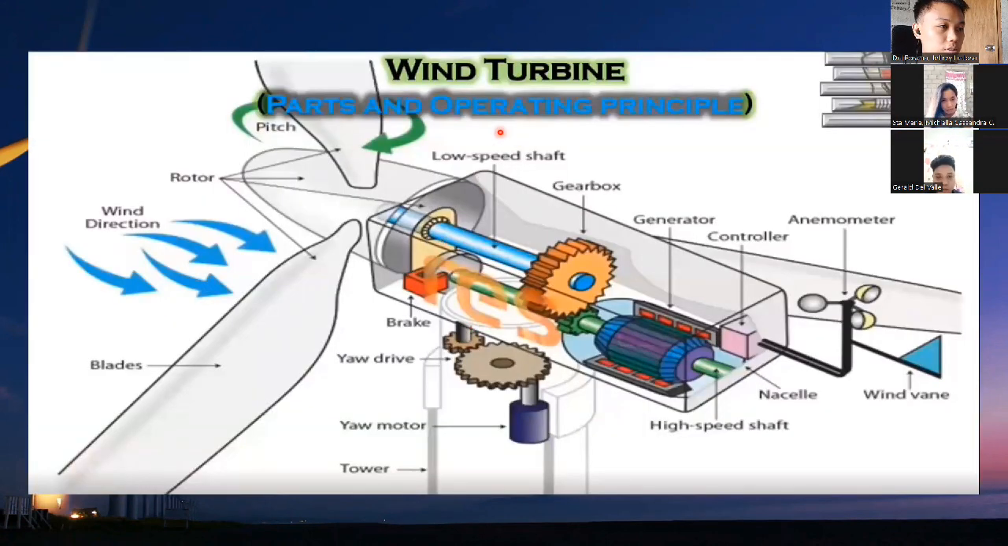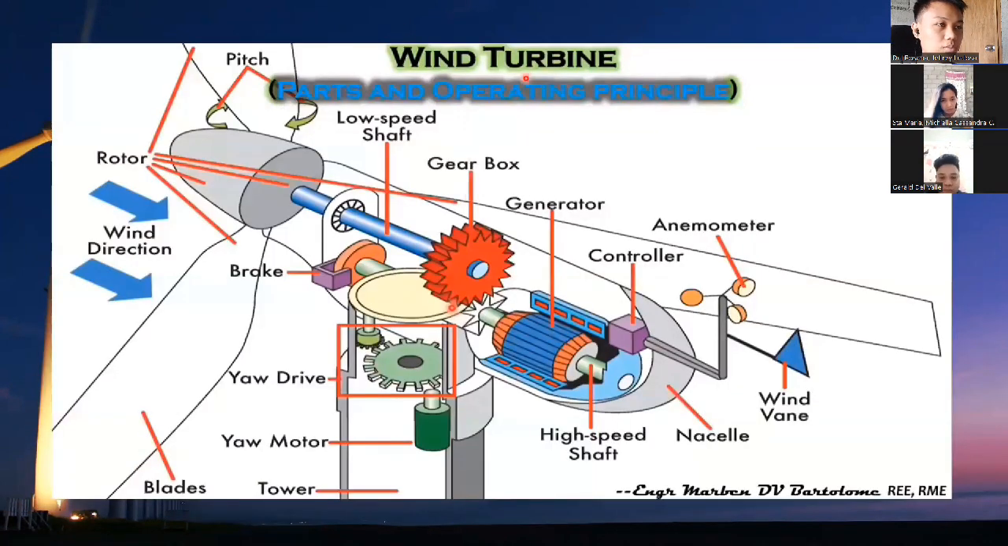And here are the parts of the wind turbine. So ito yung mas malinaw. So we have the rotor. Ito yung malaking hub na to. And then we have the blades. And then after nun yung low speed shaft. And then yung gearbox. Yan siya para kapag umikot. And then ito yung generator. Then after nun, ito yung high speed shaft na mas mabilis. And then yung controller. After nun is yung anemometer. Then yung nacelle and then yung wind vane.